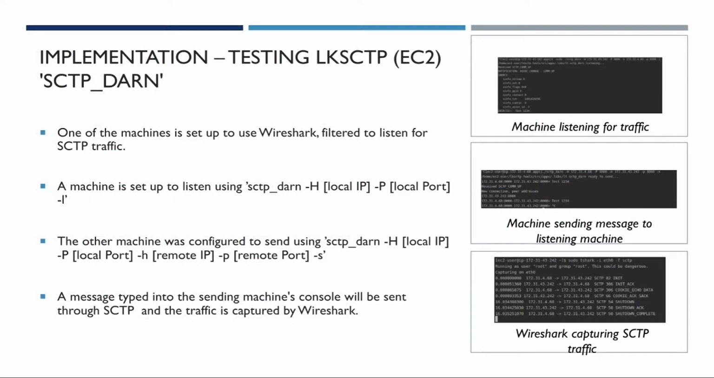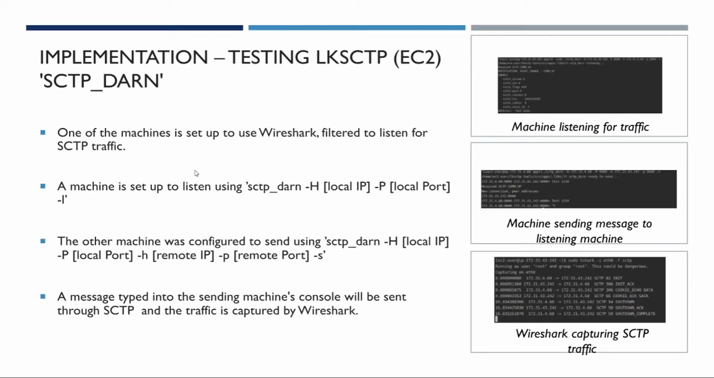This is the testing of the sctp darn command. The screenshots are a little bit hard to see, but I can actually show better on the demonstration after the presentation. First step is one of the machines is set up to use Wireshark. In order to use Wireshark with the console, you had to use Tshark, which is still Wireshark. It's filtered to use SCTP, as can be seen here.